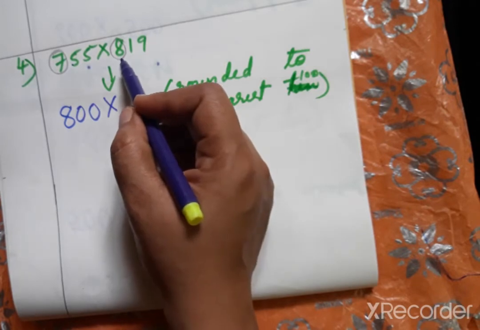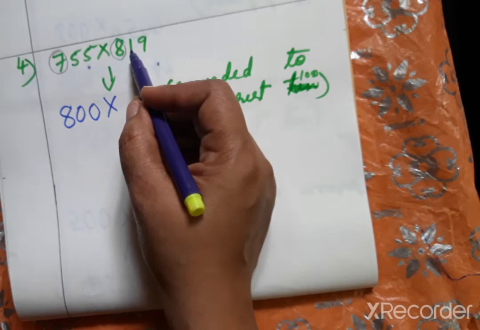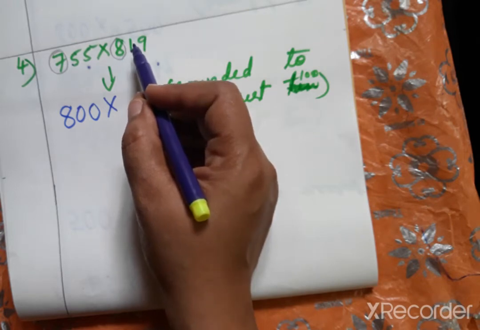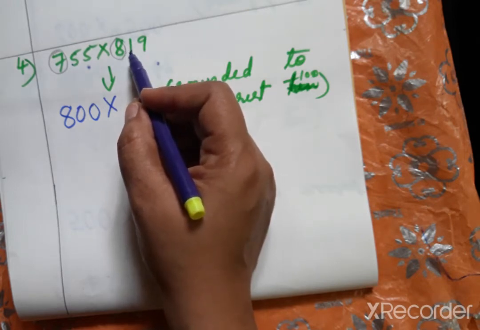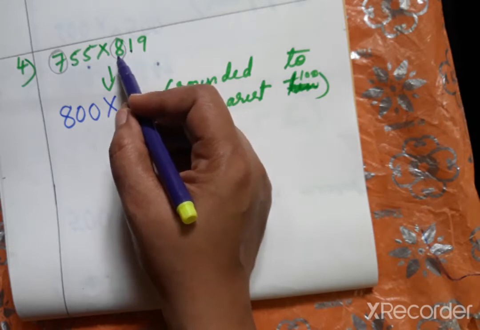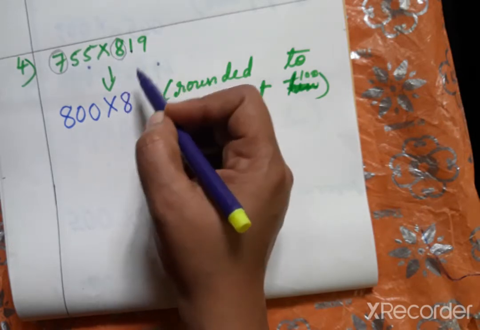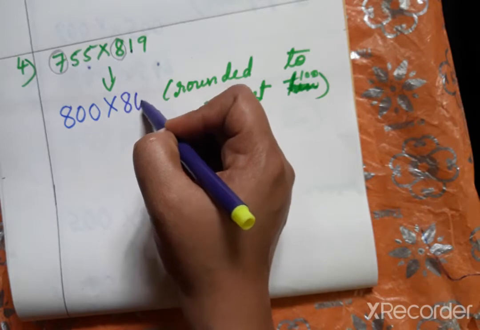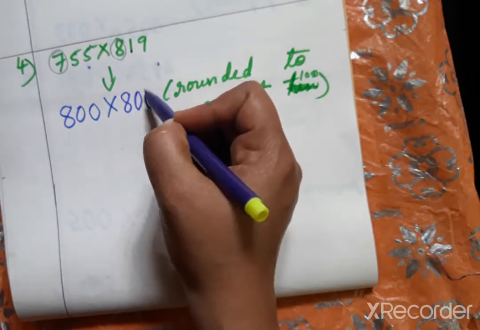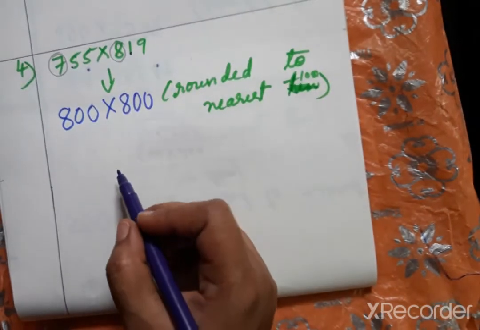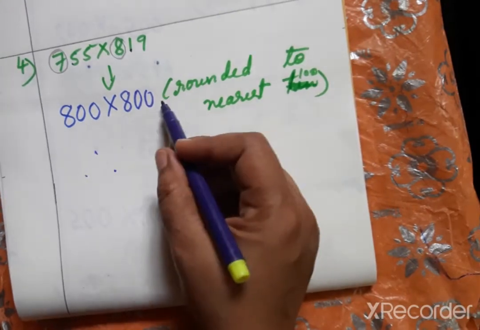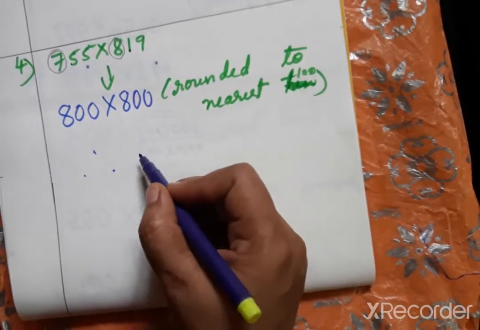Now 8 we have to round off, because 8 is in the hundreds place. Knock next door and ask, do you have 5 rupees or greater than 5? Here 1 means less than 5, he can't help. So 8 remains the same, and once the door is knocked, 1 will become 0 and 9 will become 0. These people become 0. Now 8, therefore 819 is rounded to the nearest hundred, 800.